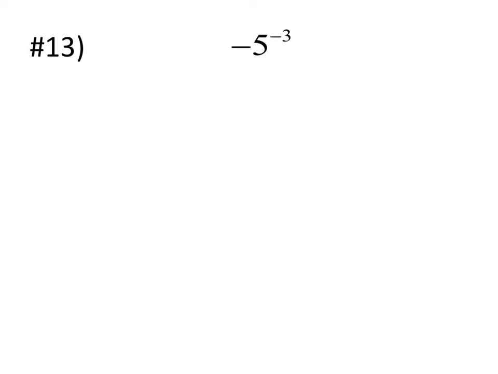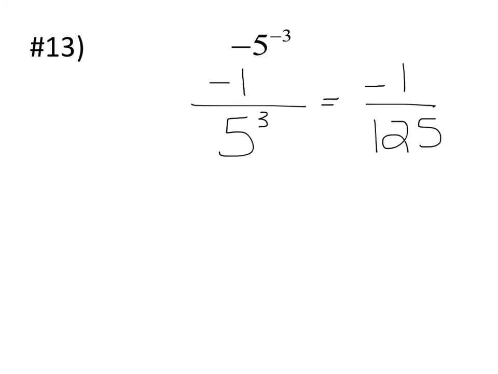Okay. Now here, what is being raised to the negative 3 power? Just 5. So you're going to leave the negative in the numerator with the 1, and then 5 is dropped to the denominator. So it becomes negative 1 over 125. So only the 5 is being raised to the negative 3 power because there are no parentheses.